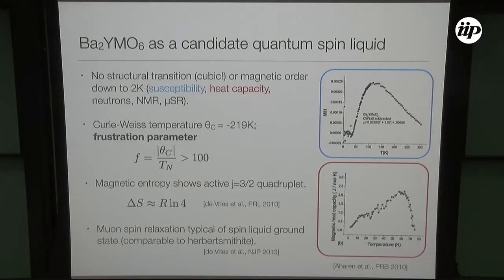Also, muSR gives some evidence for spin liquid behavior. In this paper, they comment that the behavior is similar to Herbertsmithite, the best spin liquid candidate that I mentioned before. Yeah, so this is a specific heat. I'll come back to this plot later.